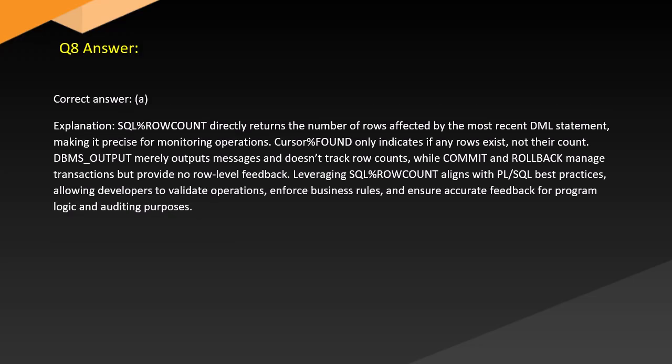Correct answer: A. Explanation. SQL%ROWCOUNT directly returns the number of rows affected by the most recent DML statement, making it precise for monitoring operations. Cursor %FOUND only indicates if any rows exist, not how many. DBMS_OUTPUT merely outputs messages and doesn't track row counts, while COMMIT and ROLLBACK manage transactions but provide no row-level feedback. Leveraging SQL%ROWCOUNT follows PL/SQL best practices, allowing developers to validate operations, enforce business rules, and ensure accurate feedback for program logic and auditing purposes.